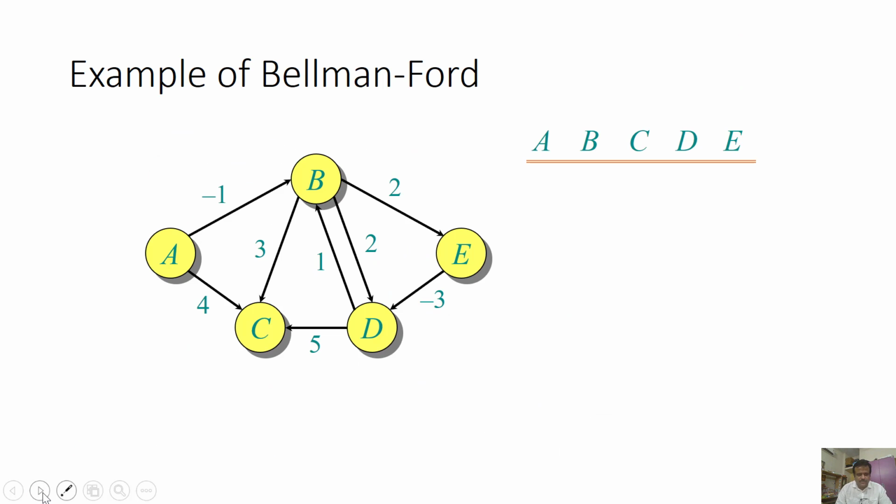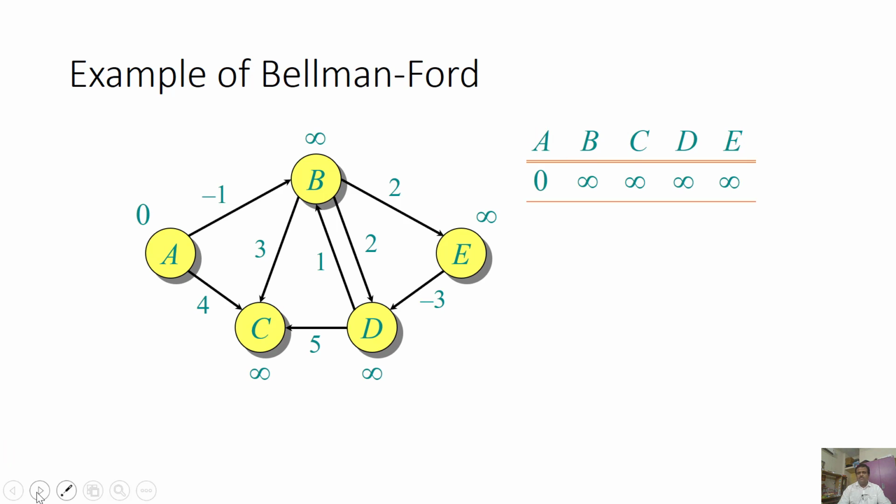Let us take a quick example. Suppose this is the given graph and we need to run the Bellman-Ford algorithm on this graph. Here we are allowing negative weights because we can handle the negative cycle. So, these are the negative weights. So, it is a more general algorithm than this. Now, these are the vertices we have.